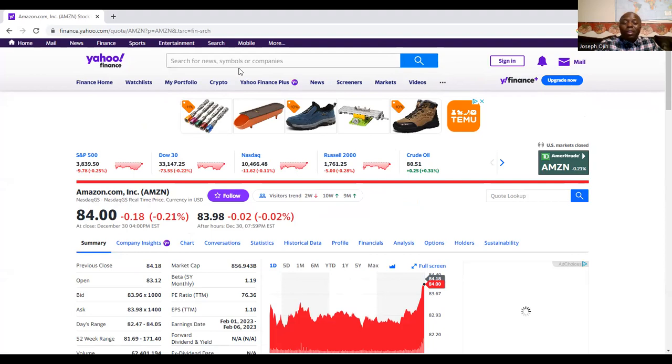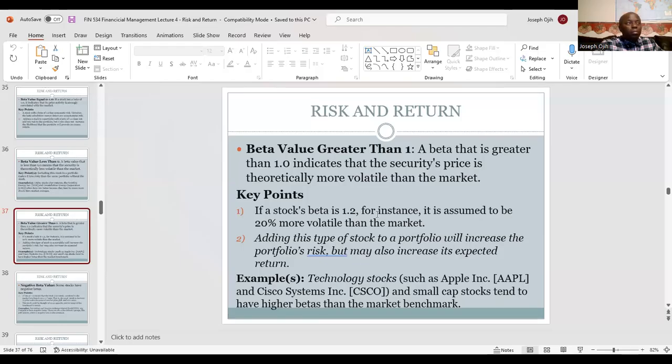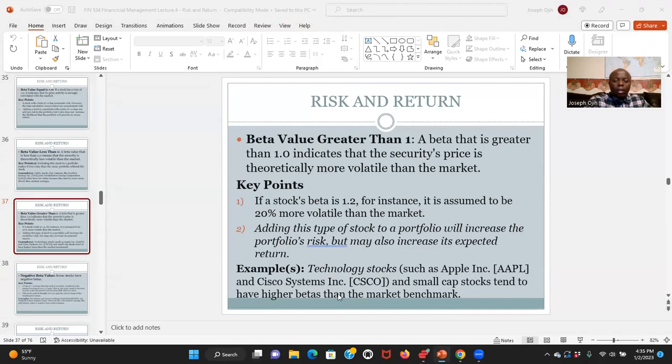That will tell you how volatile tech stocks can be, and that's why they usually have a beta that is greater than 1. Now, another example, Cisco Systems, and other small cap stocks.